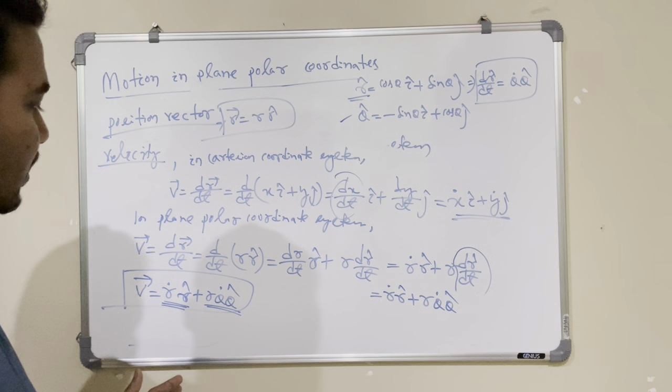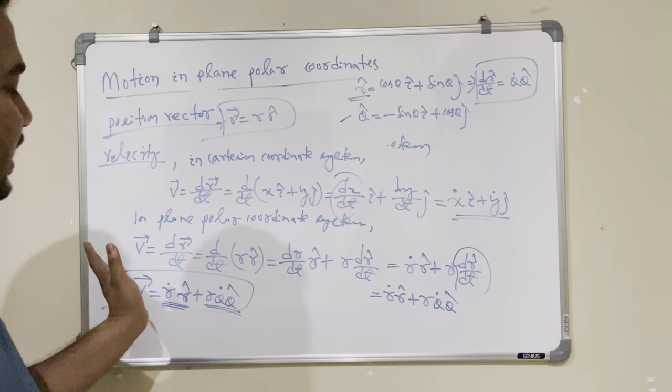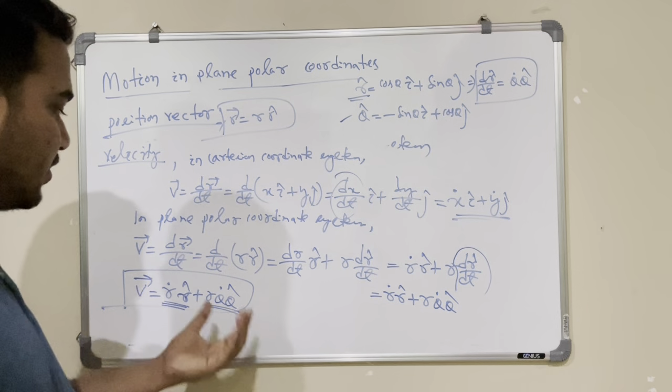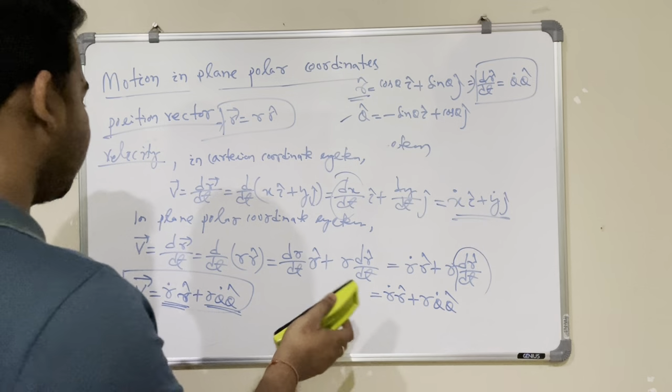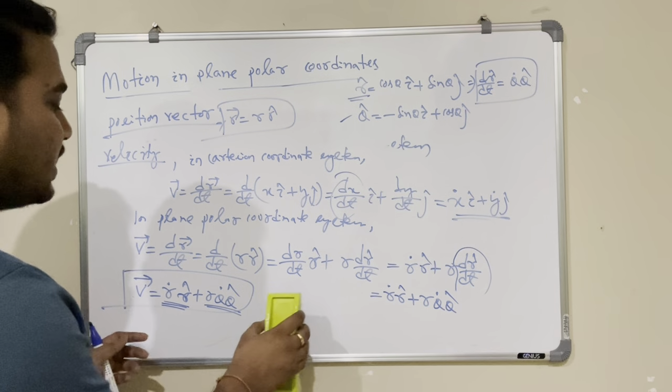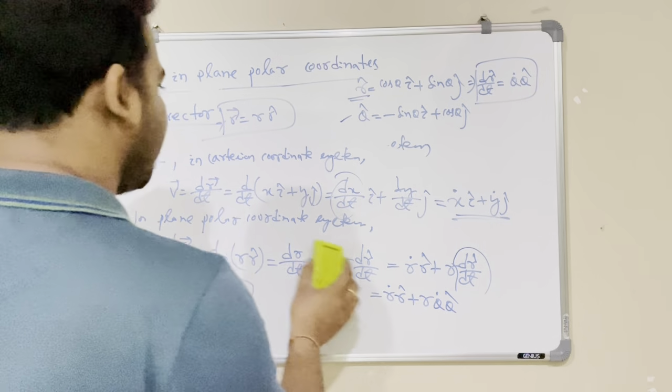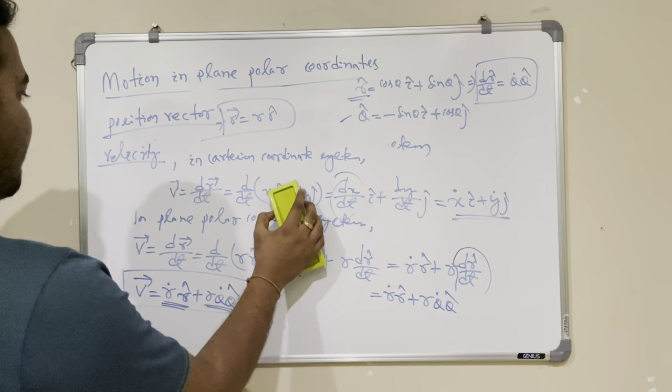The radial direction and tangential direction are perpendicular to each other. So we'll discuss more about this, more about the radial part and the tangential part.